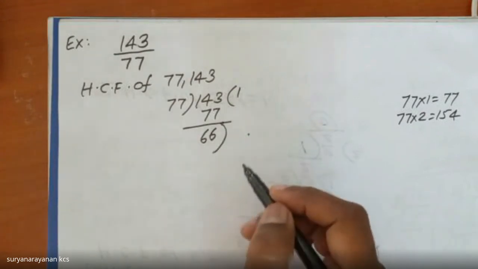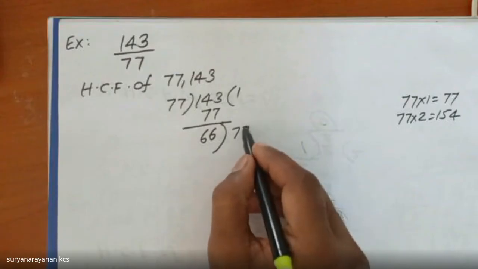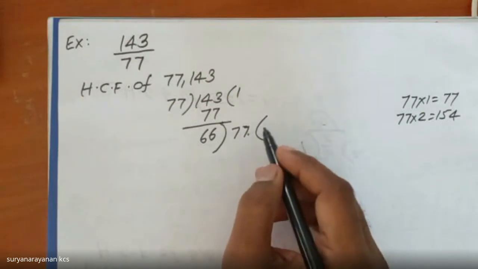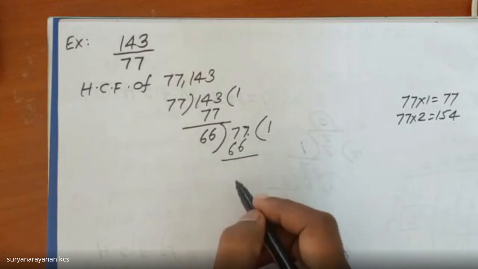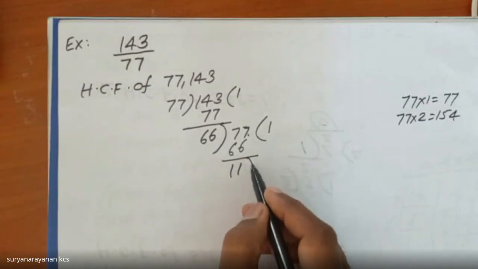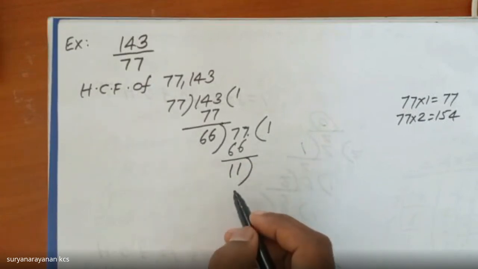What is the previous divisor? 77, sir. Divide this 77 by the new divisor 66. How many times does it go? One time, sir. Tell me the remainder. 11, sir. So what is the previous divisor? 66, sir. How many times does the 11 table go? 6 times, sir.